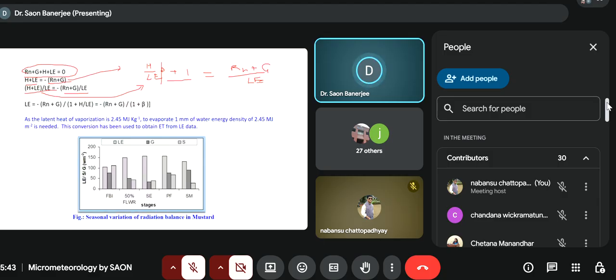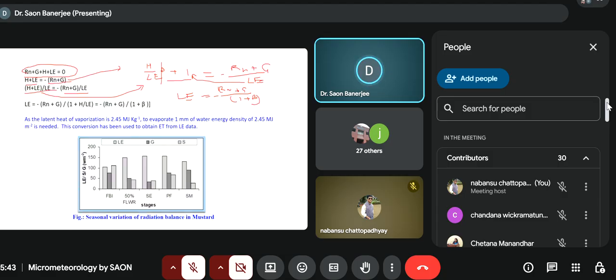Now what will happen through cross multiplication? If Le comes to that side, Le is equal to, of course with a minus, Rn plus G divided by 1 plus beta.